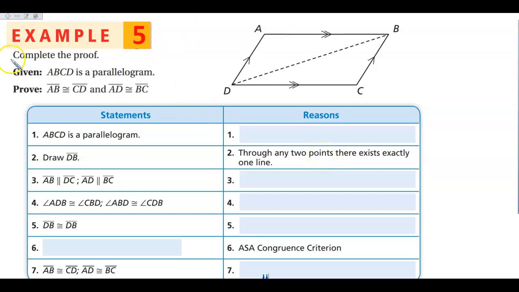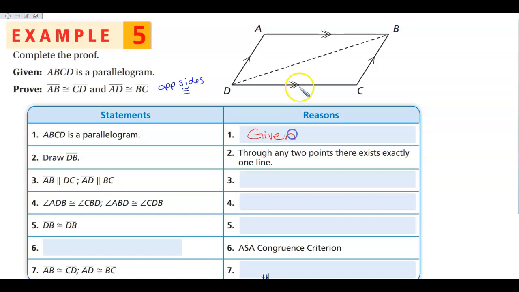We are given that ABCD is a parallelogram. We are proving that AB is congruent to CD and AD is congruent to BC. So we're proving the property that opposite sides are congruent. So we cannot use the fact that opposite sides are congruent because that's what we're trying to prove. All right, so let's kind of look at this here for a second.